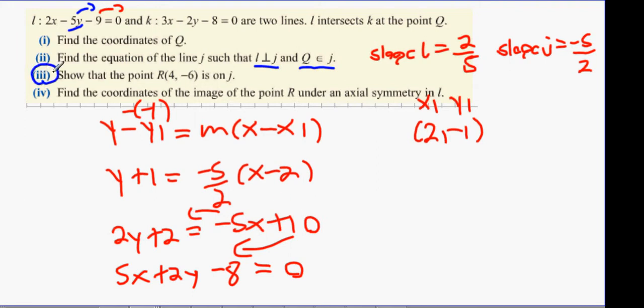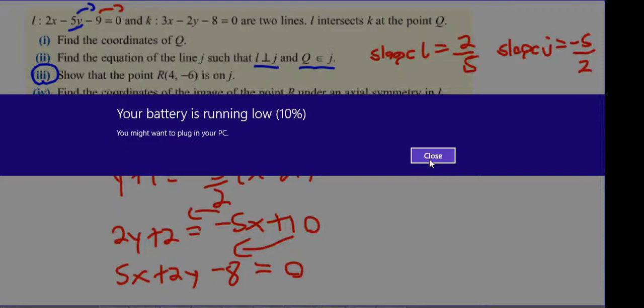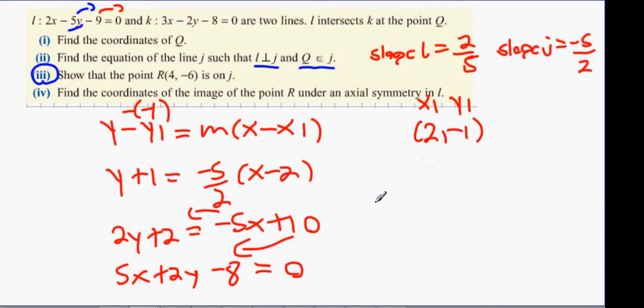Part 3. Show that the point (4, minus 6) is on the line J. If (4, minus 6) is on the line J, what we need to do is substitute in x equals 4, y equals minus 6. The equation should balance on both sides. This means the point is on the line. Once again, this is learnt off by heart.